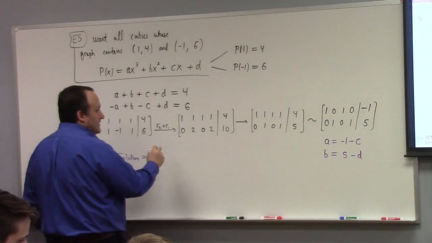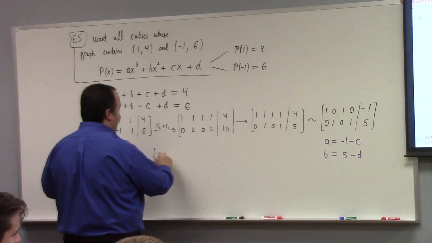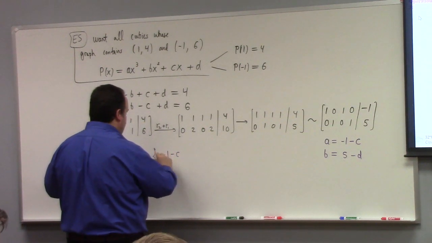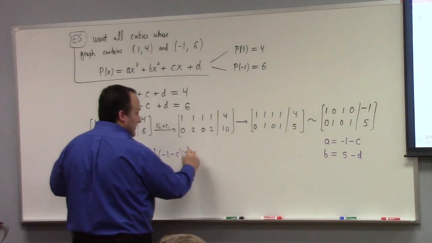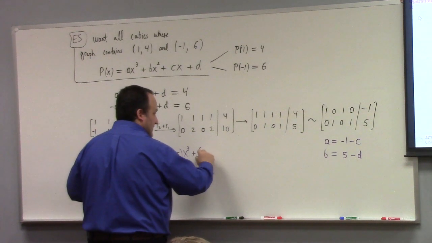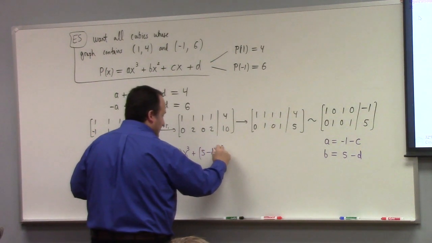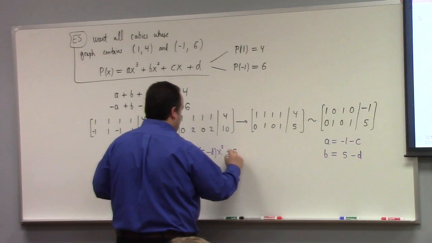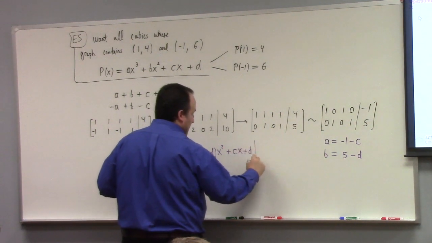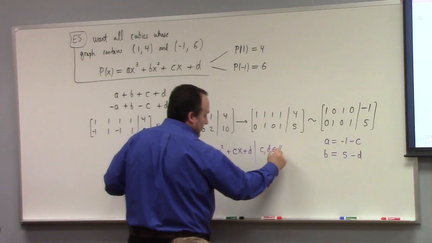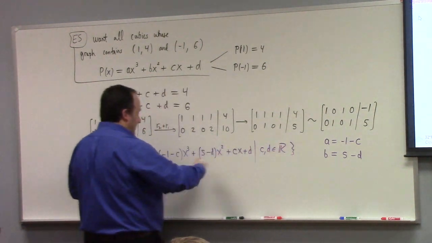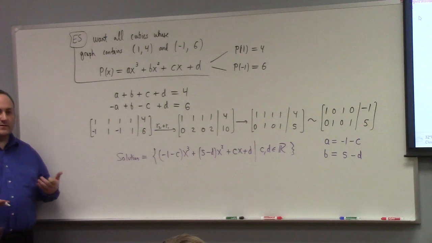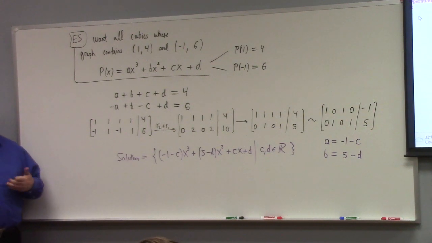Well, we're looking at (minus 1 minus C) times x cubed plus (5 minus D) x squared plus Cx plus D, such that C and D are real numbers. There you go. That would be the solution set in this case. That's the set of all cubic polynomials whose graph contains these 2 points.